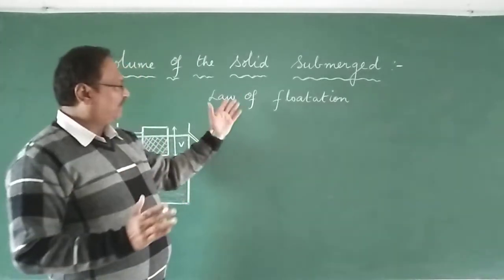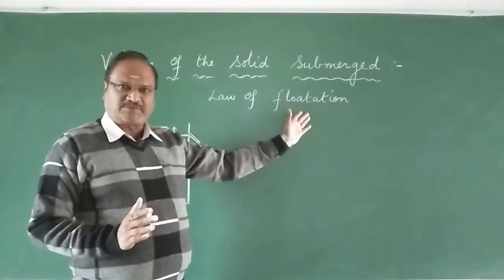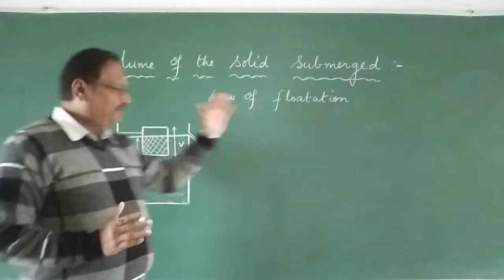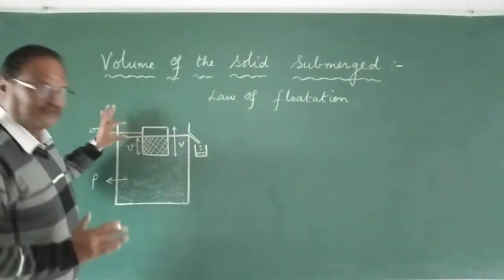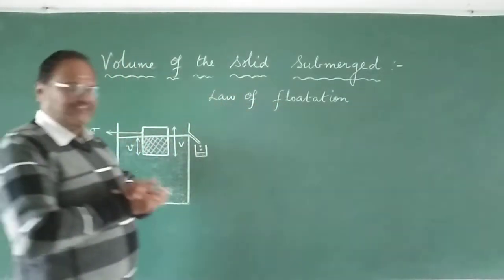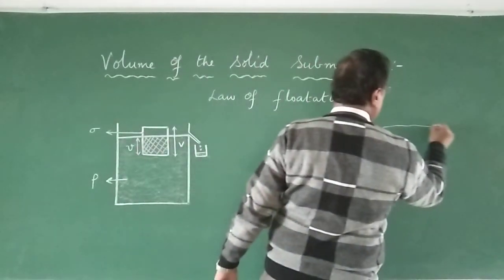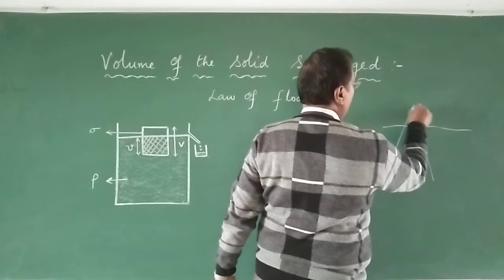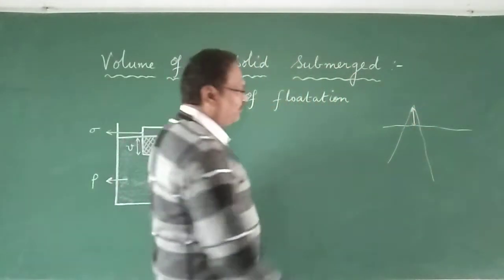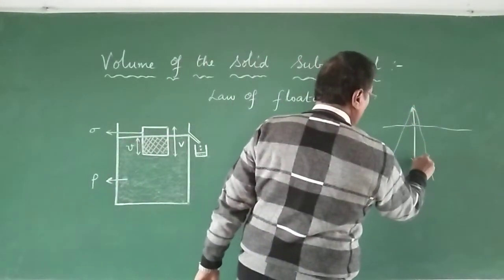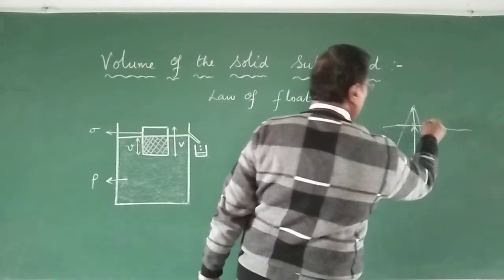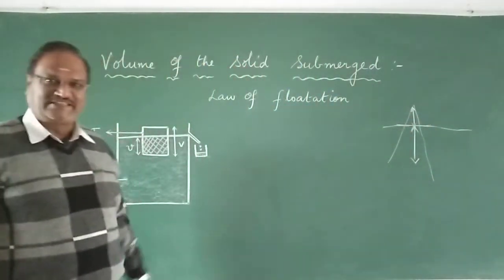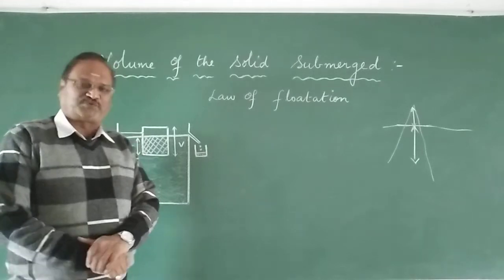Now we are going to study the law of flotation and find out how much volume is submerged in the liquid. We were discussing the tip of an iceberg in the sea, and this is the part which is above the sea. We also can calculate how much is submerged below the water. This is the discussion in this video.